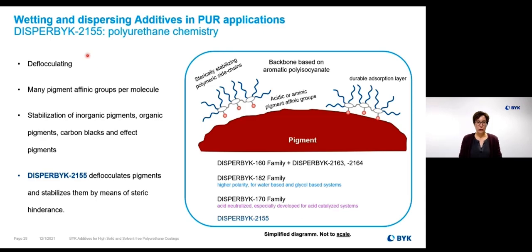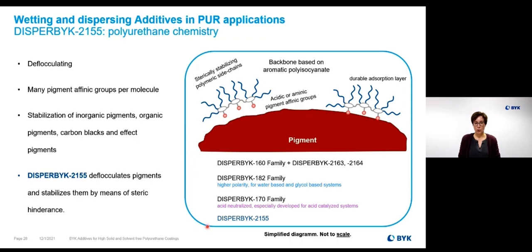Let's have a closer look at the 2155, which belongs to our polyurethane family. It is deflocculating. It has a lot of pigment affinity groups. We recommend to stabilize with inorganic pigments, organic pigments, carbon blacks, or even effect pigments. And with the Dispabook 2155, we say that we stabilize via steric hindrance.